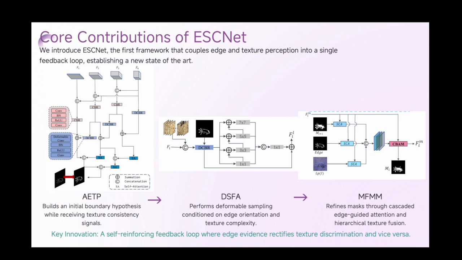To address these limitations, we propose ESCNet. The core idea behind our work is to create a dynamic and synergistic coupling between edge and texture perception. Our framework is built on three core innovations that we designed. First, our AETP module, which establishes a symbiotic relationship between edge and texture cues. Second, our DSFA module, which intelligently enhances features at object boundaries. And third, our MFM module, which performs hierarchical fine-grained refinement. Together, these components create a self-reinforcing feedback loop, which is the main contribution of our work.